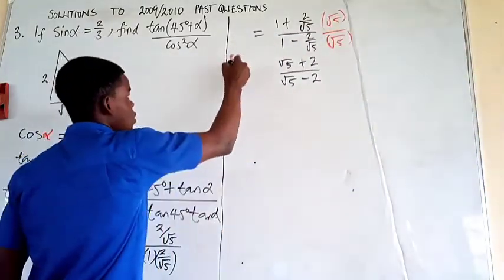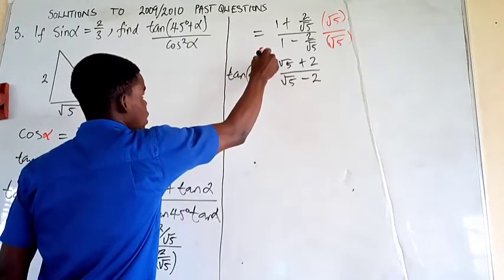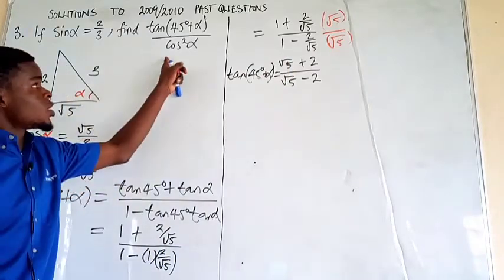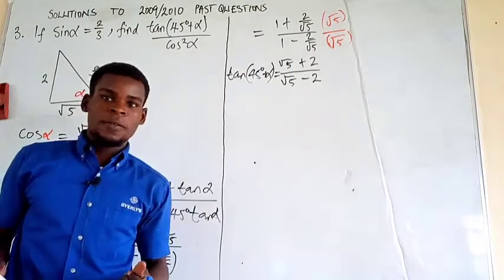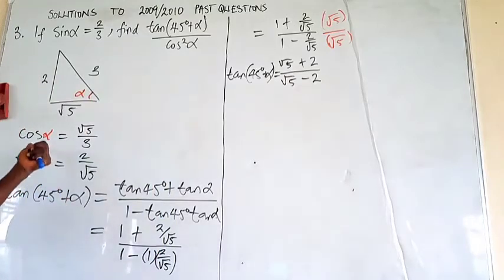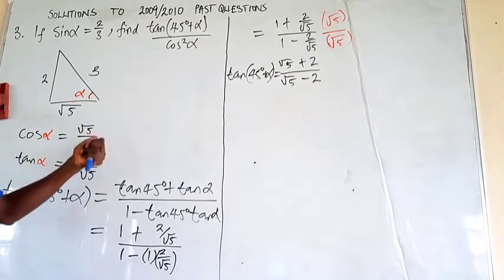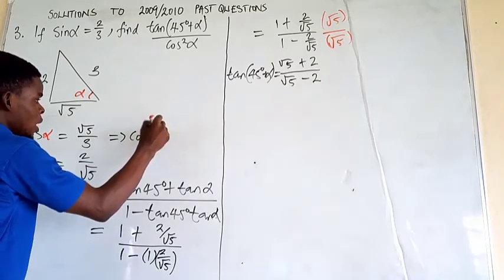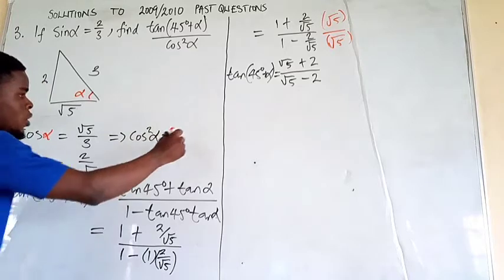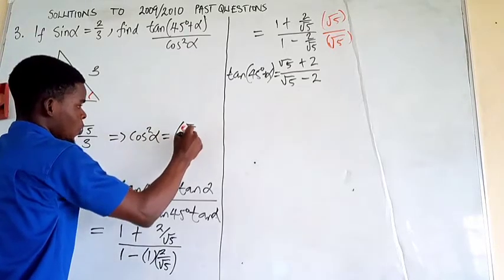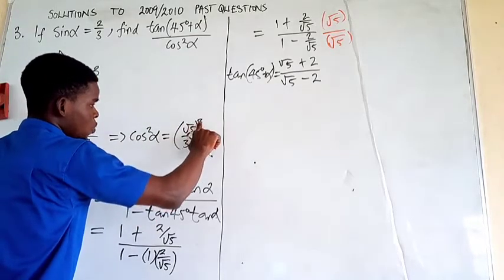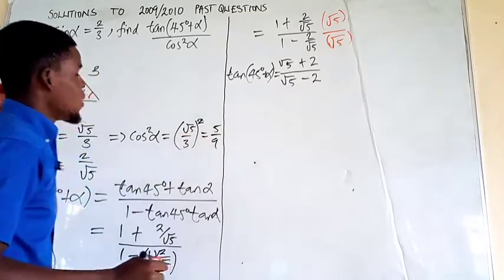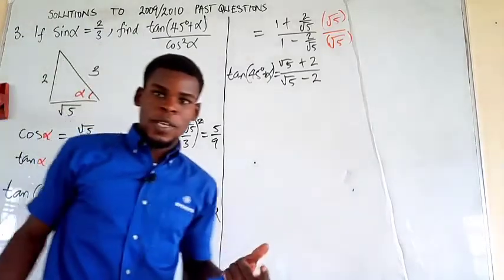Let's say that is tangent of 45 degrees plus alpha. So that is it, okay? The next thing we have is the denominator, which is cosine squared alpha. We have seen cosine alpha to be root 5 over 3. That means cosine squared alpha will now become the square of root 5 over 3. So we square that, and we have 5 over 9. That means the denominator is just 5 over 9, okay?